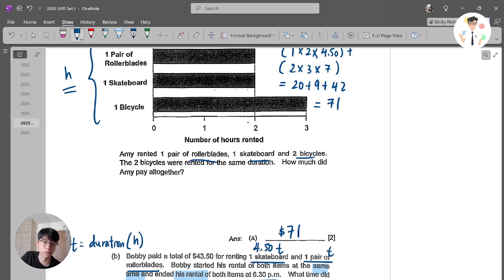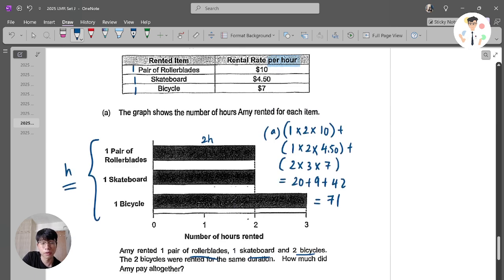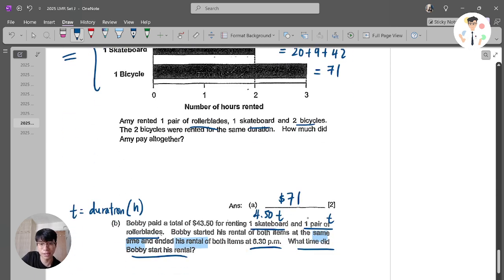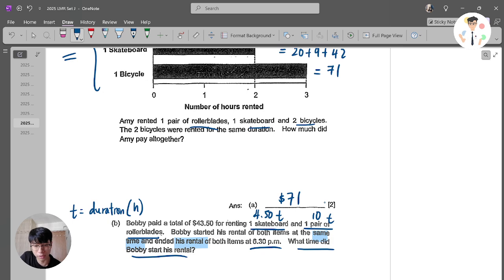So if it's 1 hour, then T will be 1, so it will cost $4.50. If it's 2 hours, I will use $4.50 times 2, which will be $9. So basically this is the idea. And rollerblade costs $10, so I can put here 10. The same thing: if it's 1 hour, T will be 1, so 1 times 10 means he needs to pay $10. If it's 2 hours, 2 times 10 will be 20.